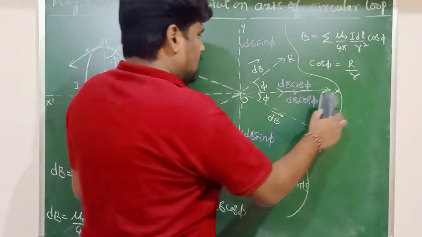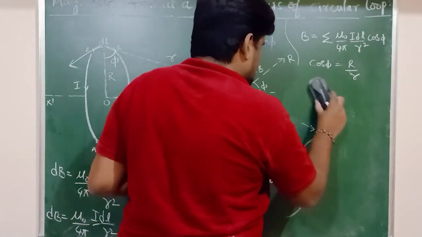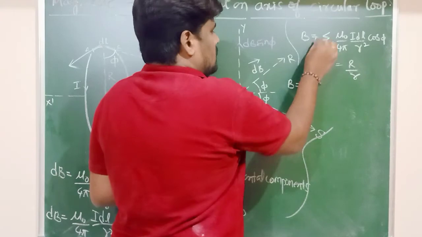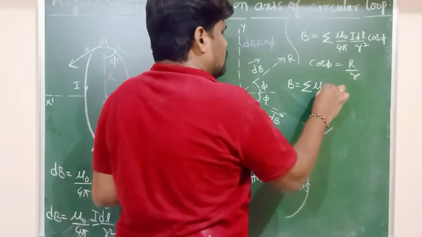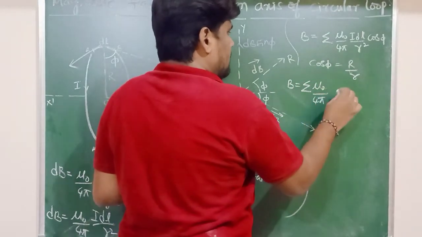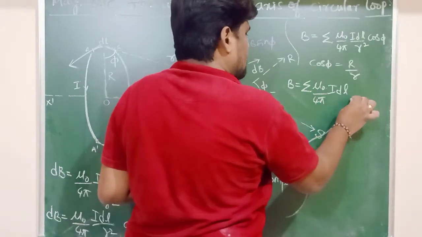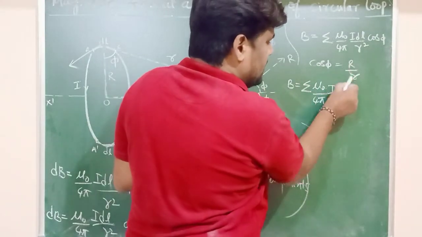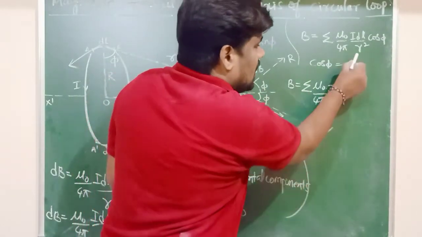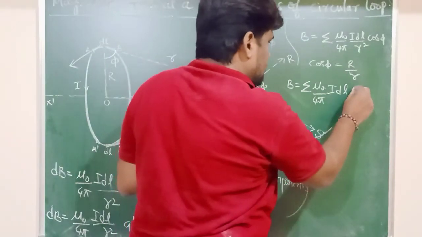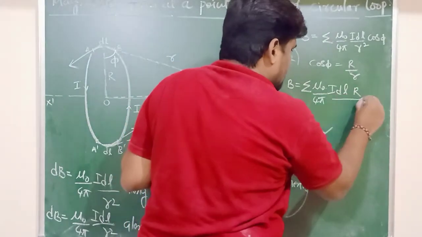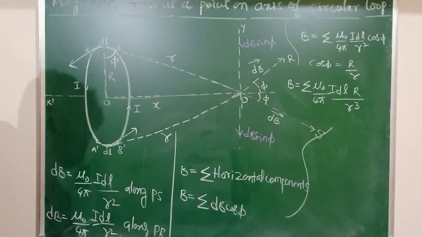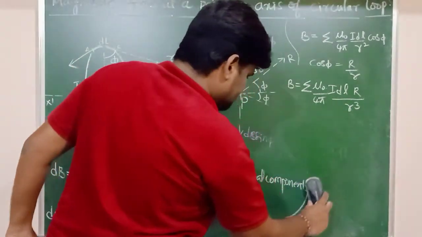If you substitute the value of cos phi, B equals summation of mu naught by 4 pi, I DL cos phi. Cos phi is given by capital R by small r. Already the r square is there. Therefore, it will be capital R by R cube. Then continue the further calculations.